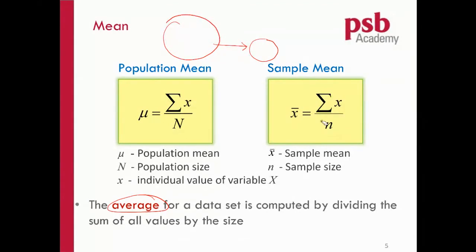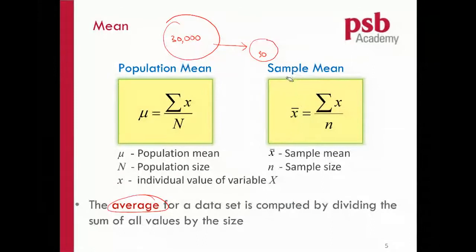So for example, if you only have 30 numbers here, the small n is 30. But if you have 30,000 here, then the capital N is 30,000. This is not a typo. 30,000 is the population size, so it is capital N.